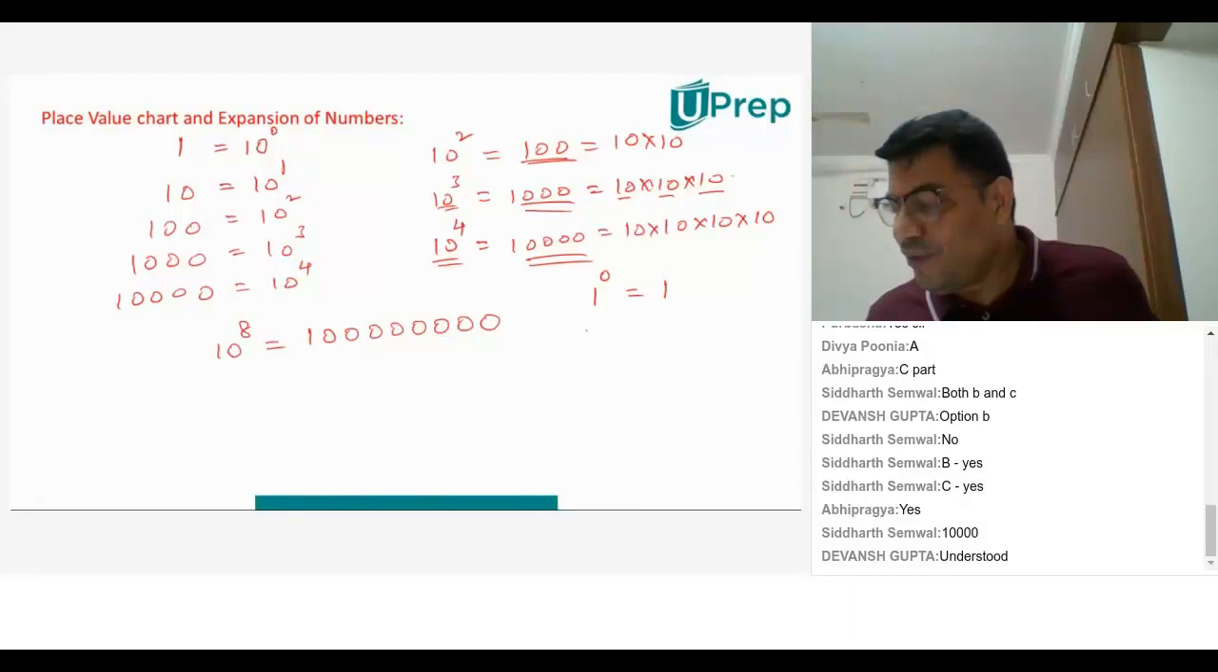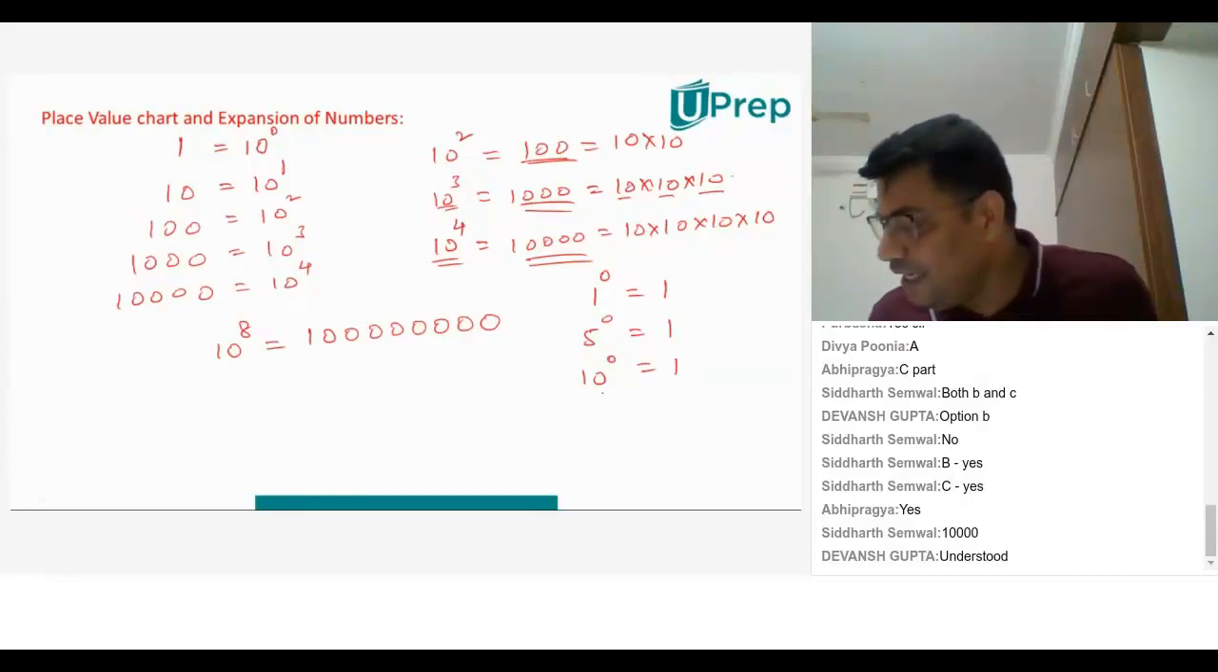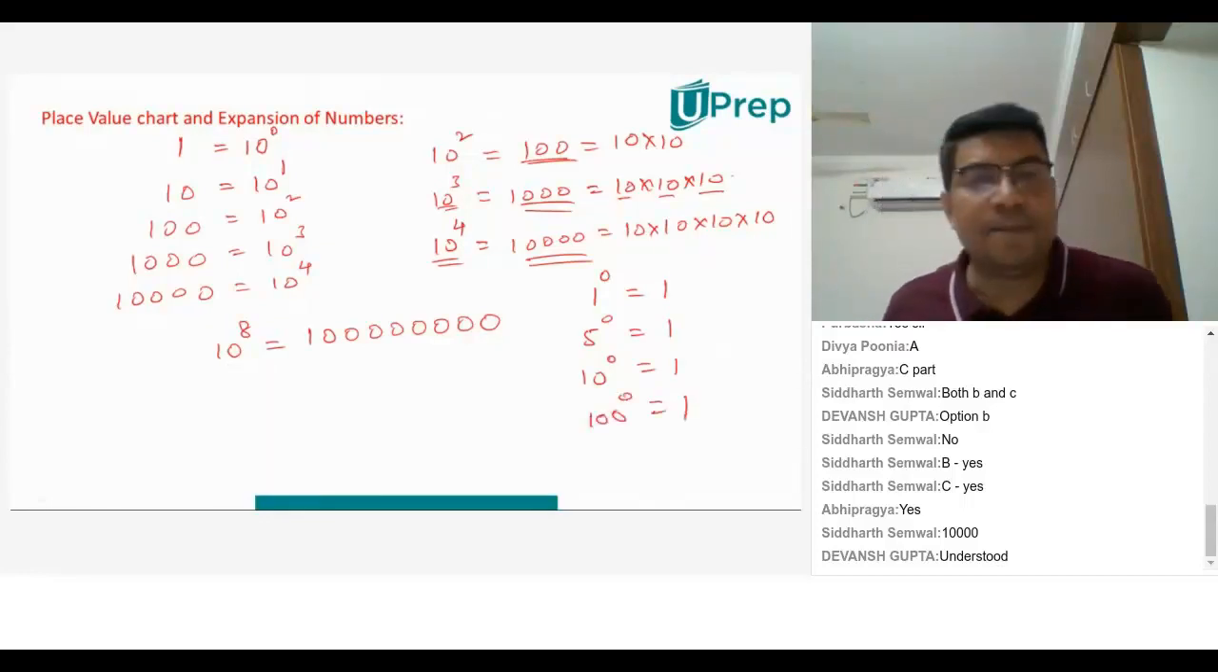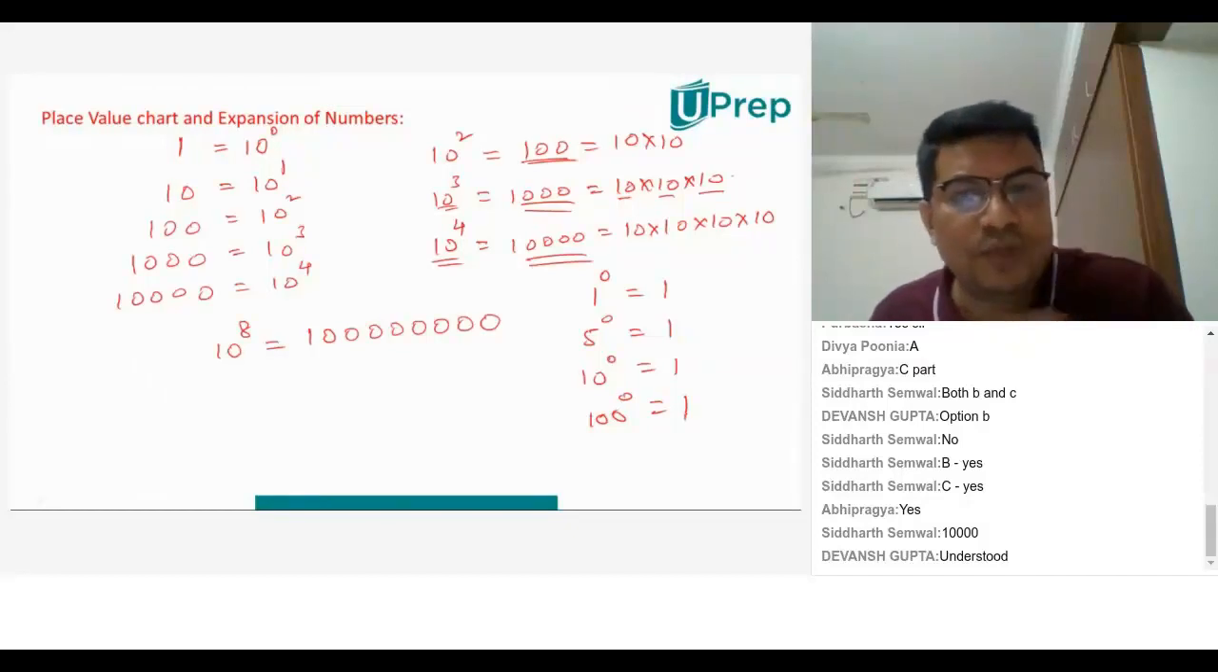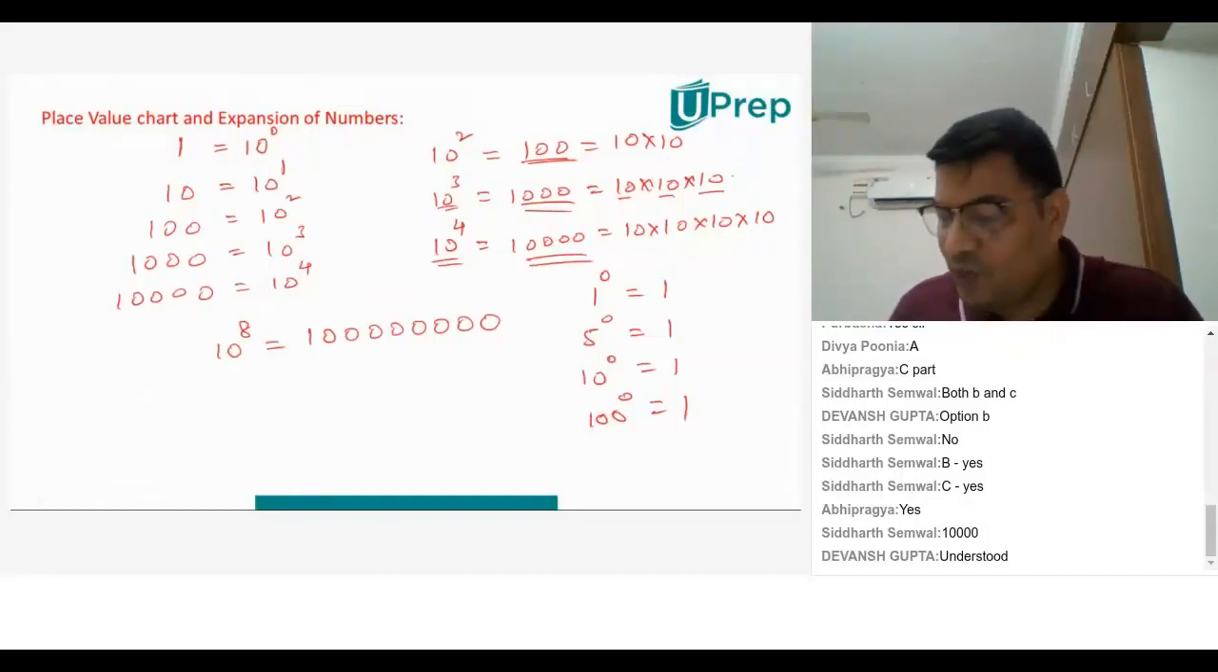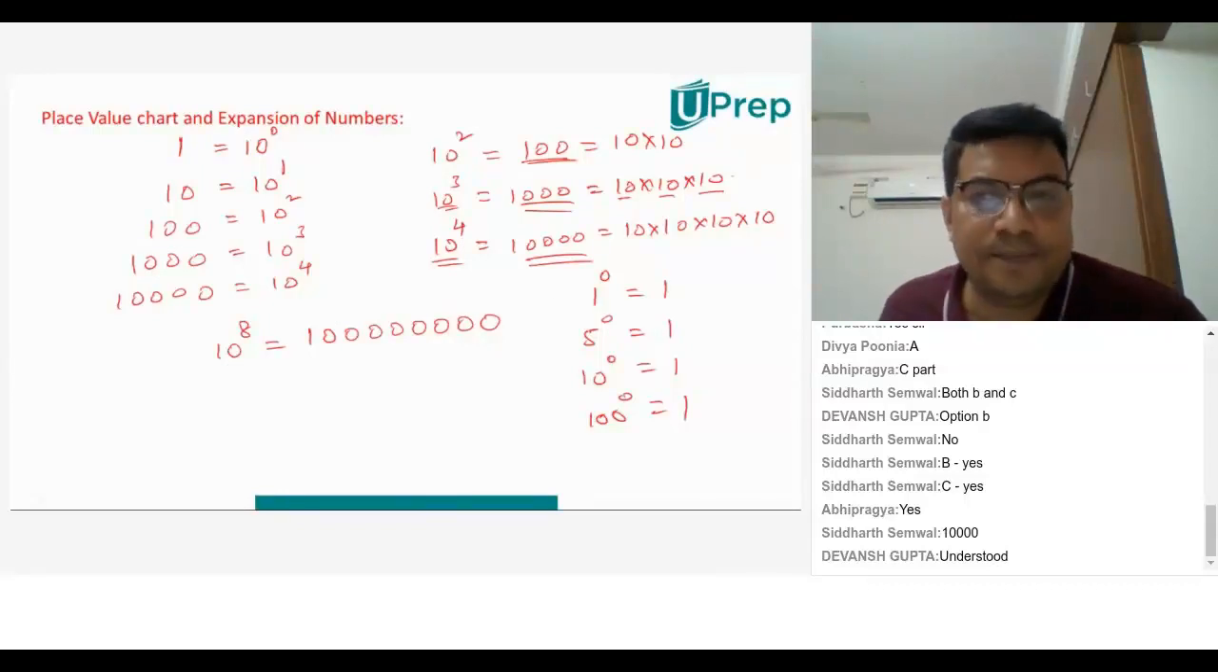Okay? 5 to the power of 0 is always 1. 10 to the power of 0 is always 1. Any natural number, even something like 100 to the power of 0, is always 1. So you have learned two things here: 10 to the power of 0 is 1, and any number to the power of 0 is 1.